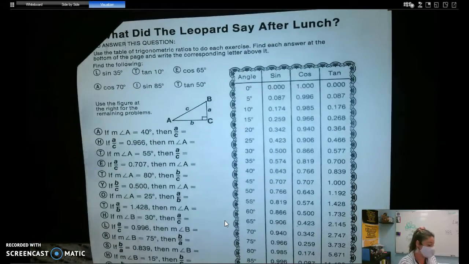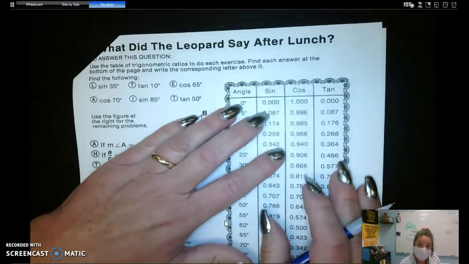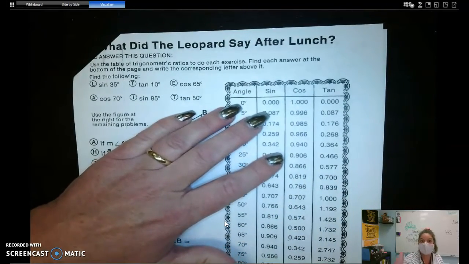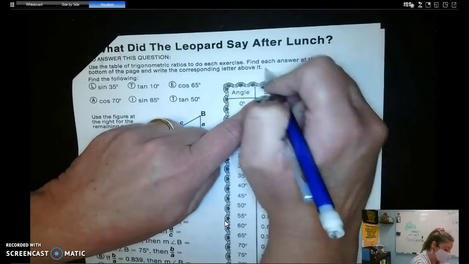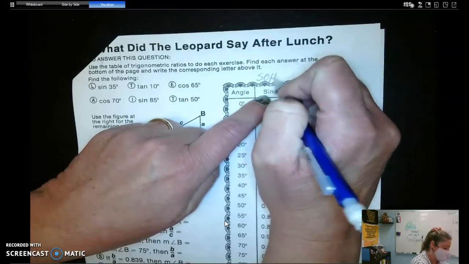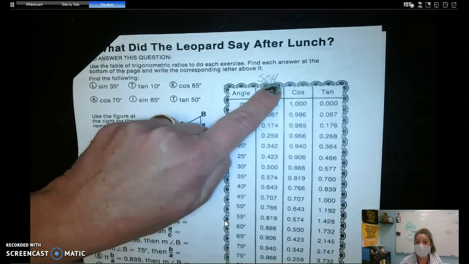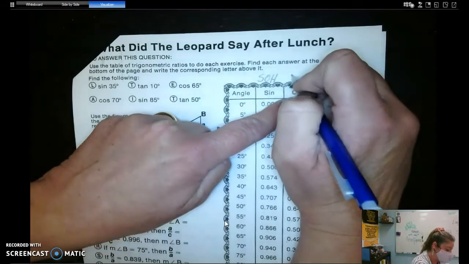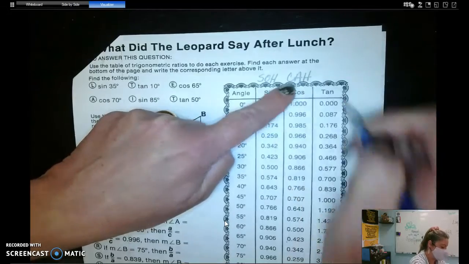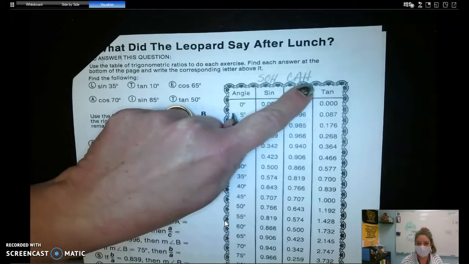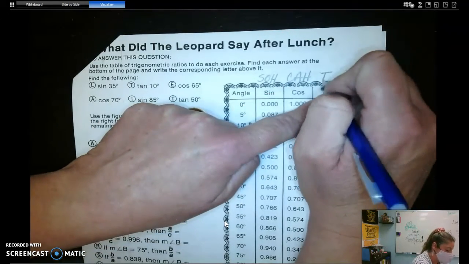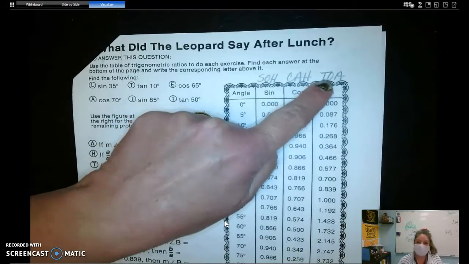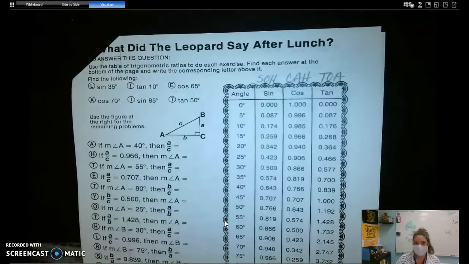Okay, so the first thing we want to do is remember the ratios from last week. So remember, sine is the opposite side divided by the hypotenuse. The cosine is the adjacent side divided by hypotenuse. And then the tangent is the opposite side divided by the adjacent side.